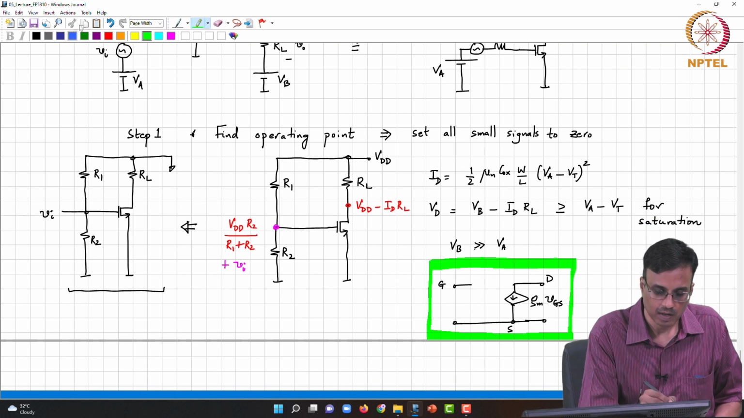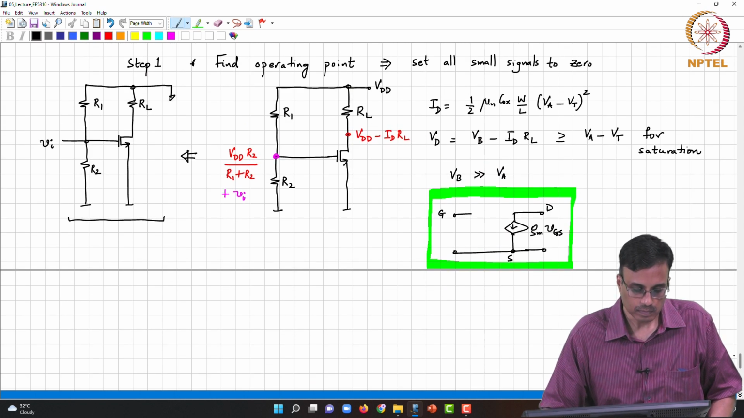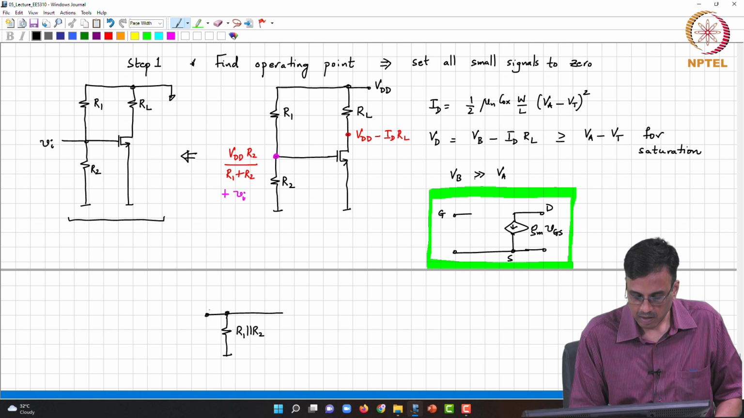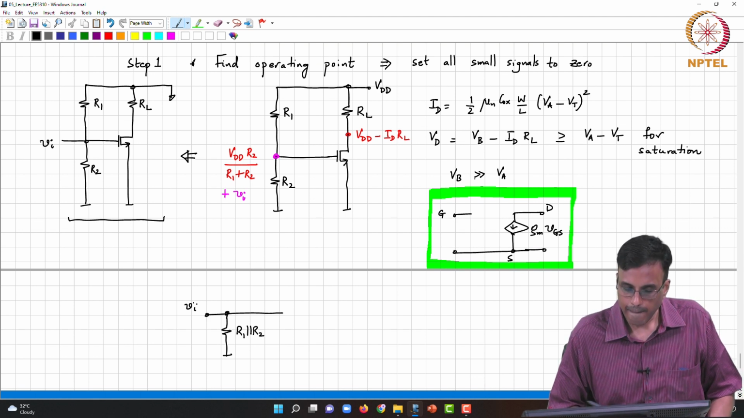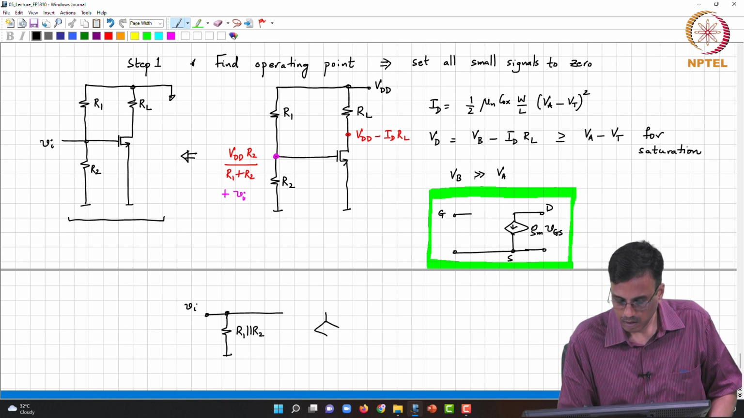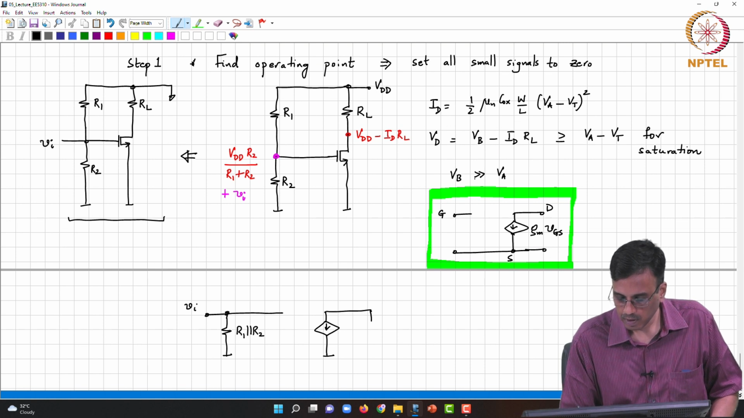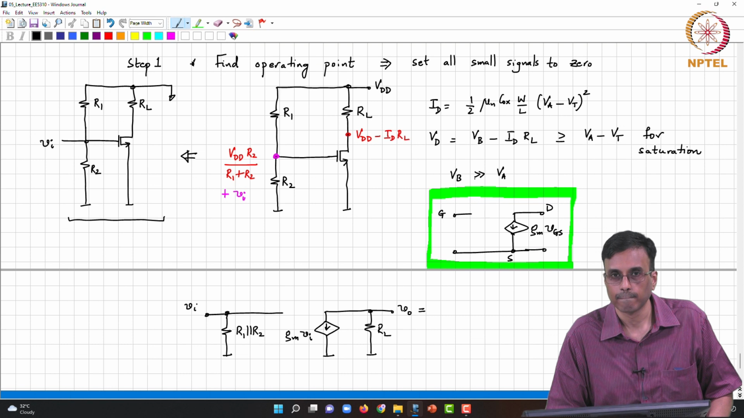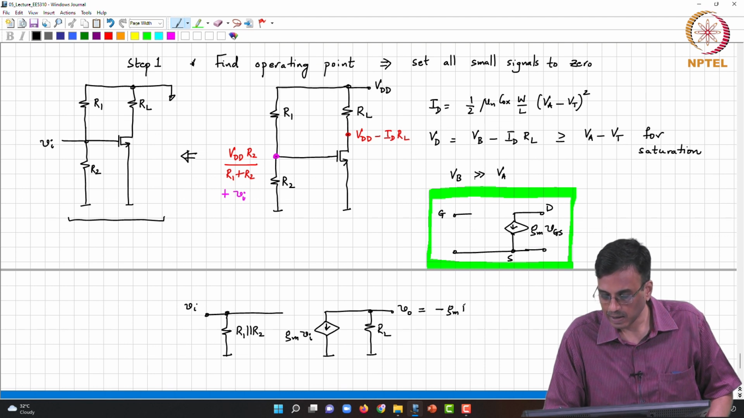So what this means is that as far as the incremental network is concerned, R1 and R2 are in parallel. We will somehow apply the gate voltage Vi there, and this is the controlled source, this is RL. This is VO, and this is Gm times Vi. So what comment can we make about VO? It is minus Gm RL times Vi.